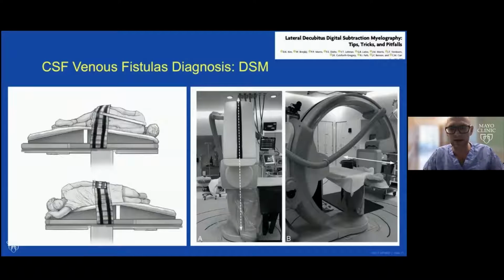At our center, we use digital subtraction myelography primarily to diagnose CSF venous fistulas. We've had a lot of success with it. Patients that come here generally get day 1 on the right side, day 2 on the left side. Then if we find a fistula, we treat it either on day 2 or on day 3. So we follow maybe more of the Cedars-Sinai model.